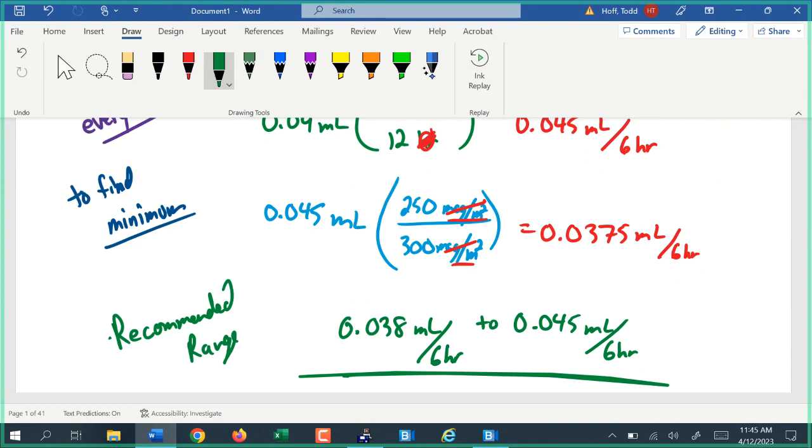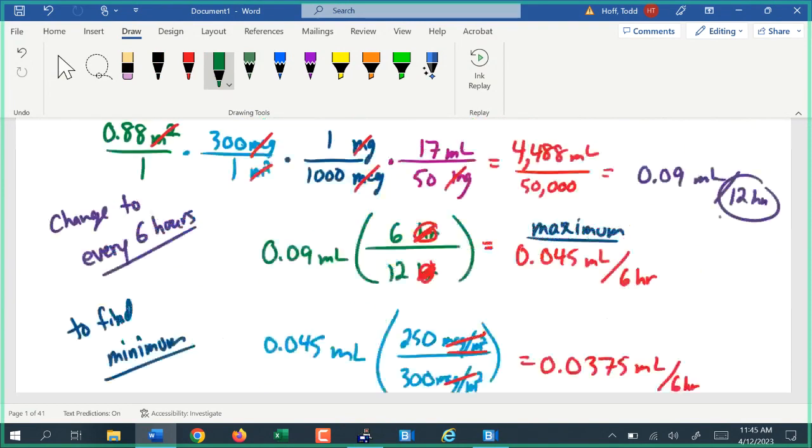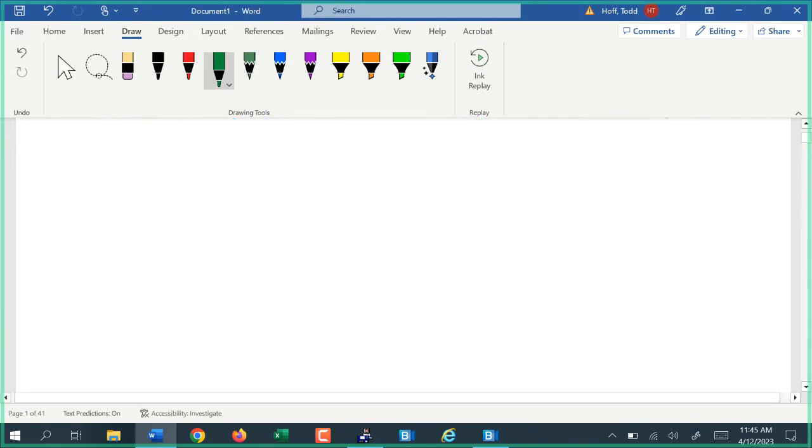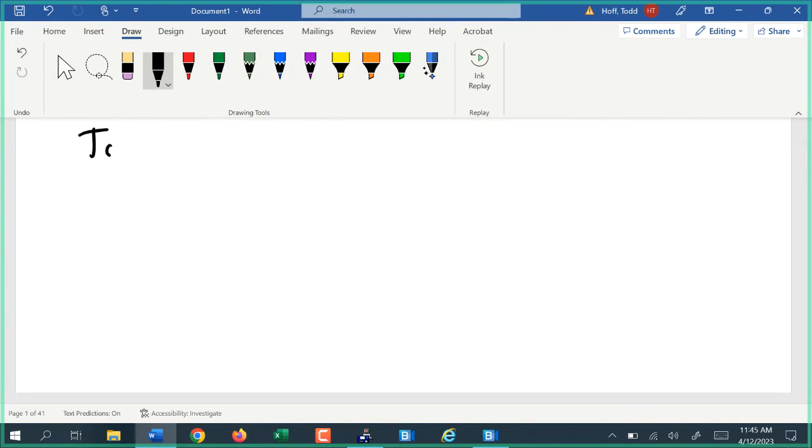So let's address the big question here. Where does this number come from? The 0.88 meters squared. Well, there are two possibilities. Well, there's actually several possibilities to find body surface area. We're only going to cover two of them, but there are charts.